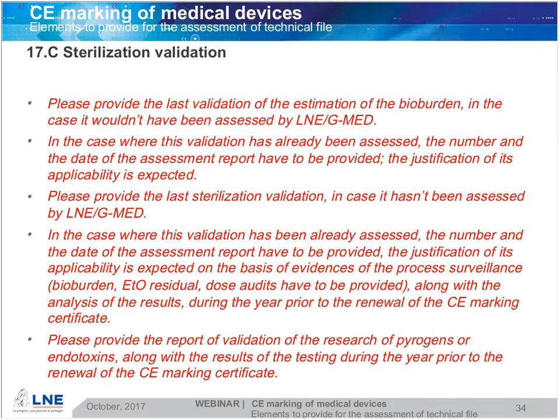We need to get the evidences of a process surveillance, but it depends also on the type of sterilization process. So it is about bioburden, ETO residual, dose audit, along with the analysis of the result during the year prior to the renewal of a CE marking certificate. We also need to get the report of validation of research of pyrogen or endotoxins, along with the result of a testing during the year prior to the renewal of a CE marking certificate.